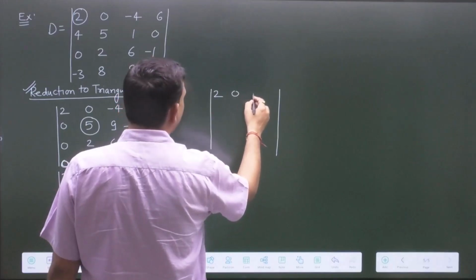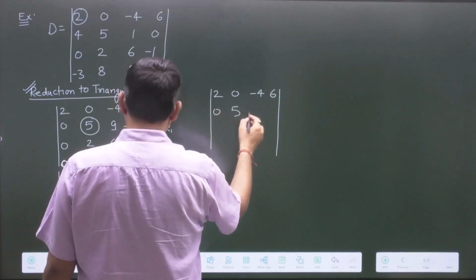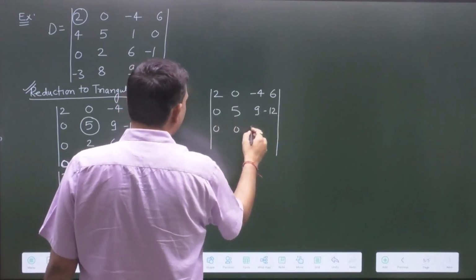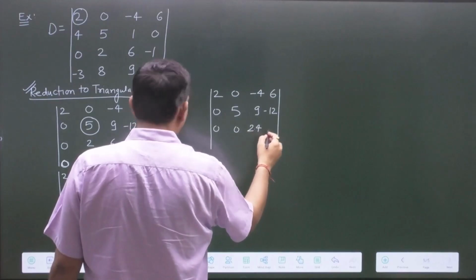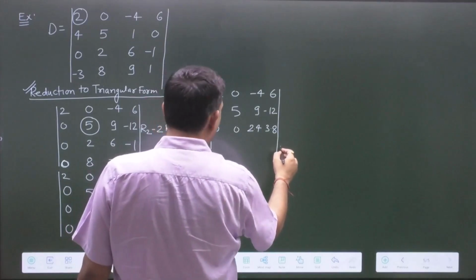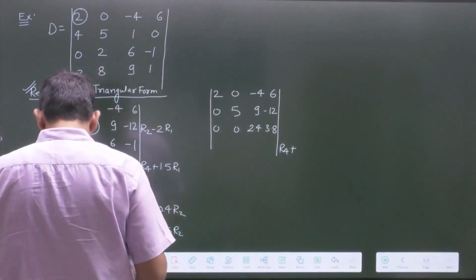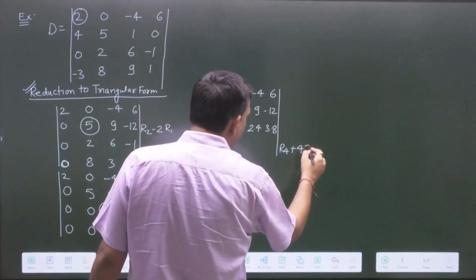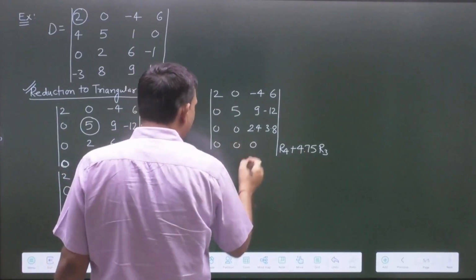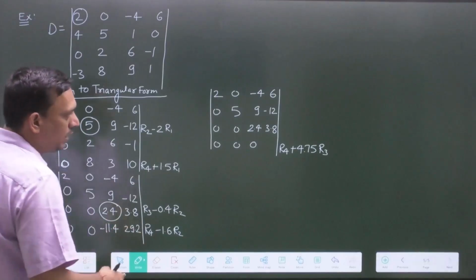So this is 2, 0, minus 4 and 6. This is 0, 5, 9, minus 12. 0, 0, 2.4 and 3.8. And this will be R4 plus, just divide 11.4 by 2.4, you will get 4.75 into R3. Now check the value. So this will be 0, this will be 0, this will be 0. Just check this value, multiply with 4.75 and then add with 29.2.